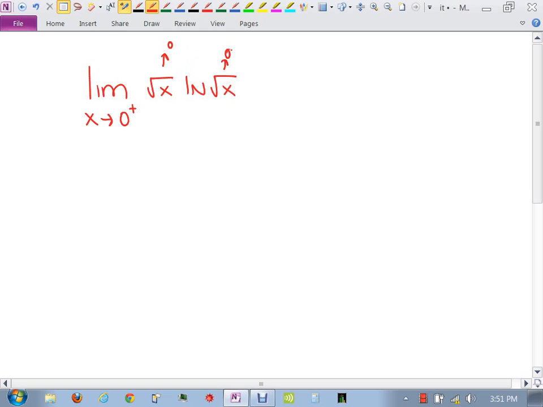This is headed towards 0. Natural log of 0, what's happening is natural log is heading towards? Negative infinity. So this is exactly like the previous problem, isn't it? This is like x natural log x. I just changed it to square roots instead. So what should we do? We're getting 0 times negative infinity, so what should we do?